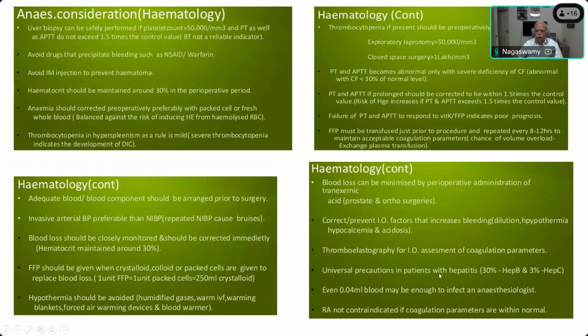Universal precaution: if the patient has an active hepatitis, all the team members should follow universal precautions. Even 0.04 ml of blood is enough to infect the anesthesiologist. So we should be very, very careful in avoiding any stick injuries to the medical personnel as well as the paramedical people. And regional anesthesia is not contraindicated if the coagulation parameters are normal.